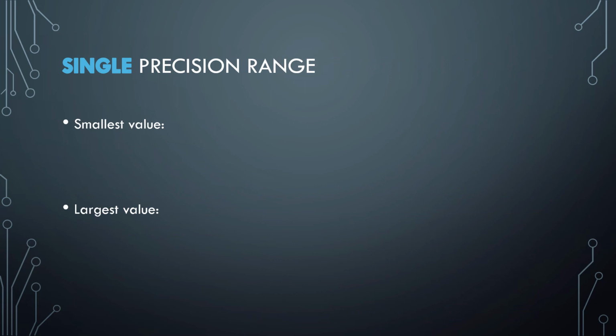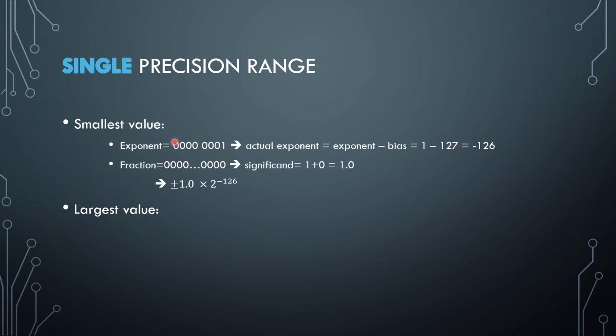I will be discussing now the range of single precision. As we mentioned in the previous slide, we can't have the bits of the exponent to be all 0 or all 1. For the smallest value, the exponent should be all 0 except for the last bit to be 1. Hence, the actual exponent will be exponent minus bias, and this will give me minus 126. For the fraction part, we set all bits to 0, and this will give us a significand to be 1.